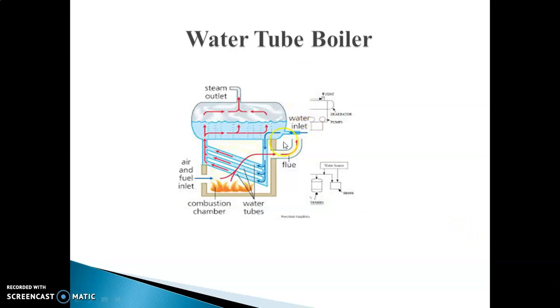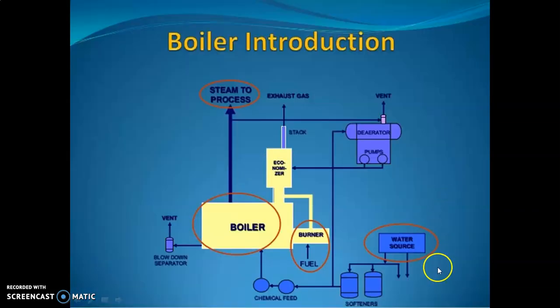Water tube boiler. The name indicates a water tube boiler. If water flows within the tube, then it is called a water tube boiler. Here is the furnace, and these are the water tubes inside which water flows. So it is called a water tube boiler. This is the basic outline of a boiler.